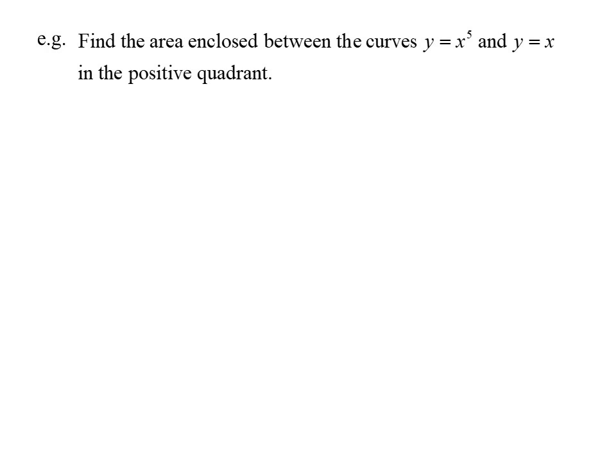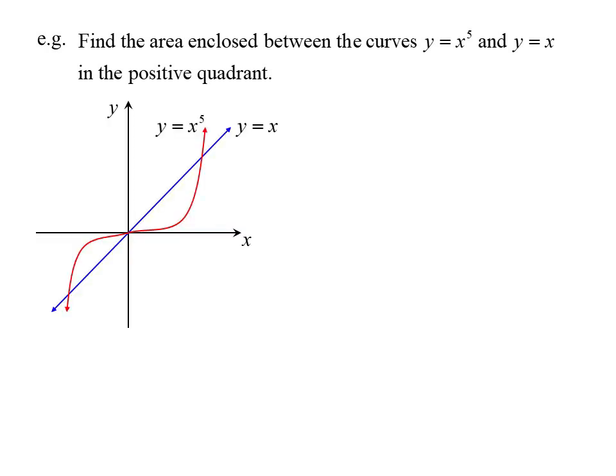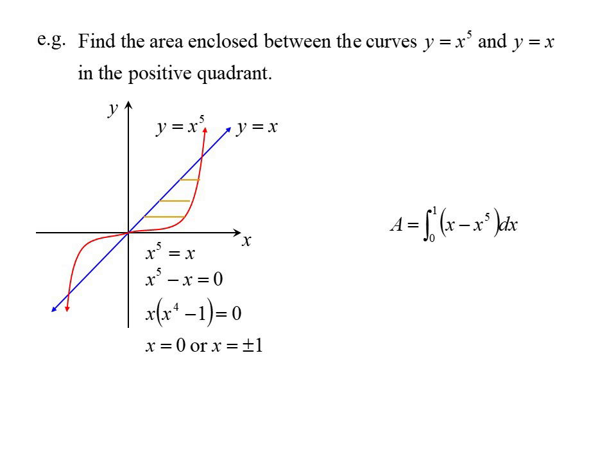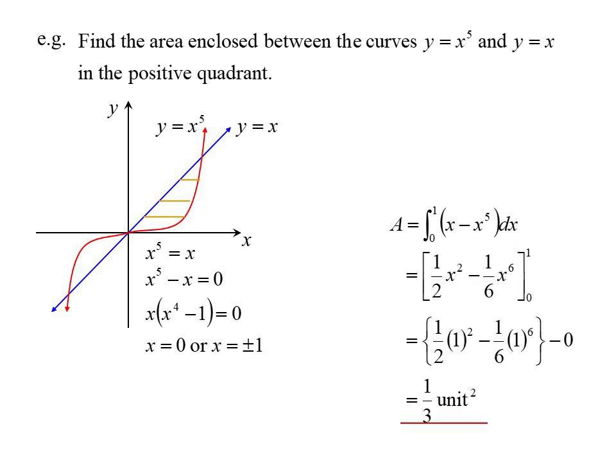Now let's do this one. y equals x to the power of 5 and y equals x in the positive quadrant. Make sure you read the question, because they're only interested in this section here, not the whole thing, this section here. So top one minus the bottom one. I'll find the point of intersection just in case, we can't look at that and get it, but x to the power of 5 equals x. All right, there's 3 points of intersection. I'm interested in x equals 0 and x equals positive 1. So top one minus the bottom one. Substitute in, we get our answer.